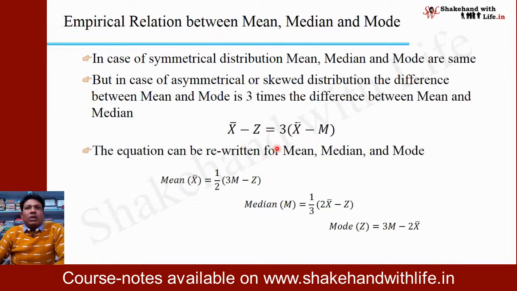The equation can be rewritten for mean, median and mode. If you want to calculate the mean from this equation, the mean will be 1 by 2 into 3M minus Z, and the median will equal 1 by 3 into 2 into mean plus Z. And for mode, you can calculate the mode also from this equation. Mode equals 3 median minus 2 mean. So this is the empirical relation between mean, median and mode.